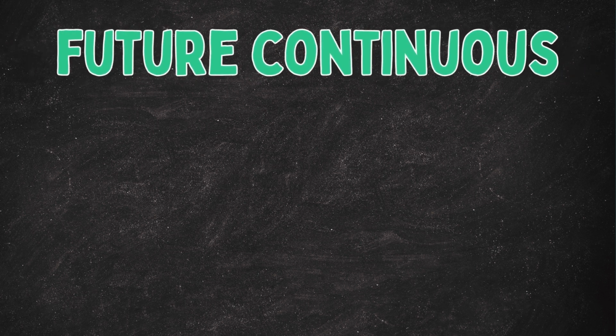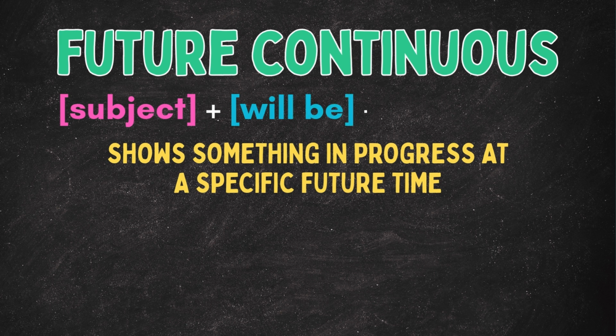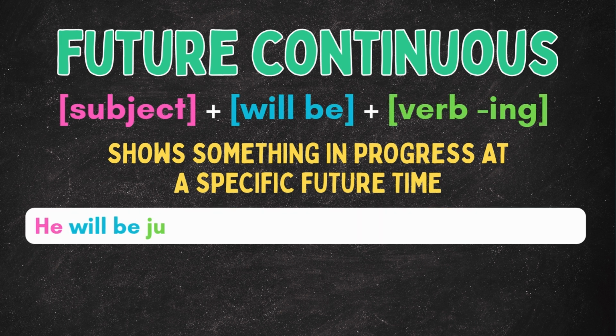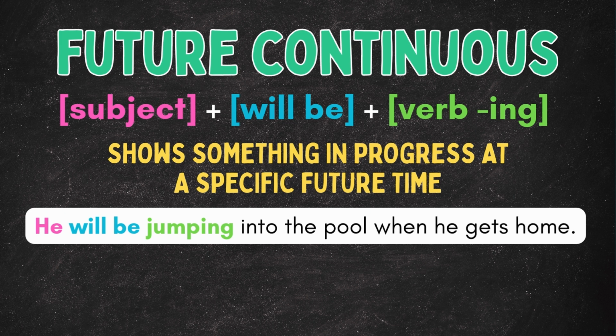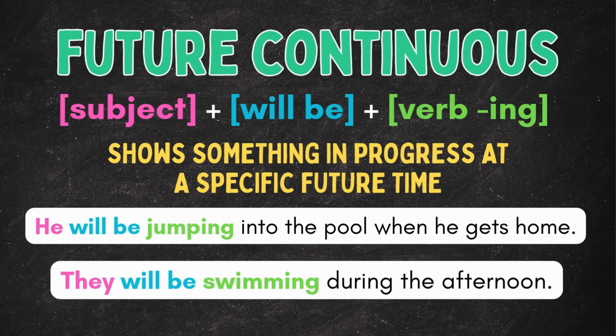Future continuous. The future continuous shows something in progress at a specific future time. The sentence structure consists of subject plus will be plus verb with ing. For example, he will be jumping into the pool when he gets home. They will be swimming during the afternoon.